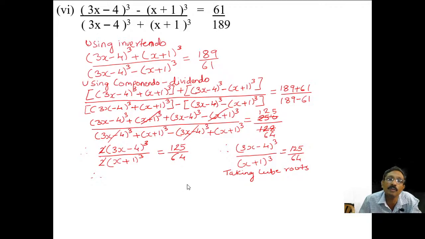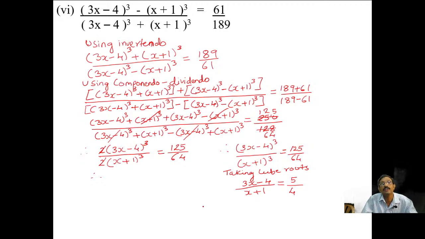taking cube roots on both sides, what I will be getting is 3x minus 4 upon x plus 1 is equal to, now 125, whose cube root is 125? 5 5s are 25, 25 5s give me 125, so I've got 5 here. And whose cube root gives me 64? 4.